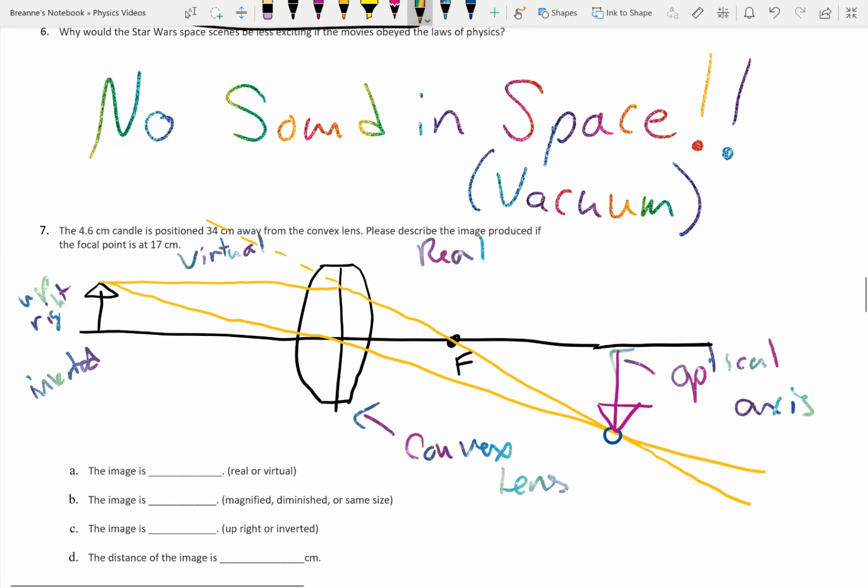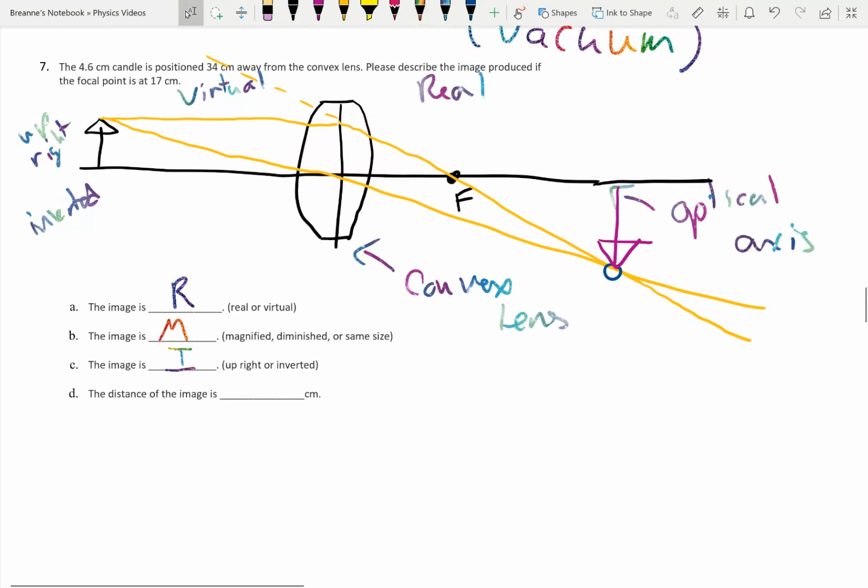So let's go through and answer. Is it on the real or virtual side? It is real. Is our image magnified, diminished, or same size? I would say it's magnified. Is our image upright or inverted? It is inverted. So now we get to do math again.